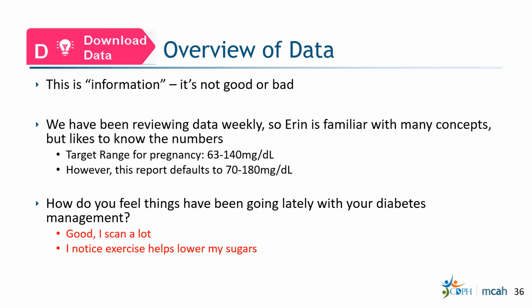All right, so let's apply the data tool to this case. So for starting off, D, we're getting that information, expressing it is not good or bad, it is just data. And we've been reviewing the data weekly with Erin, so she is familiar with many of the concepts. So I don't need to necessarily go through in depth what all of them mean, but it is good to remind her that the target range is 63 to 140. This report defaulted to 70 to 180, and I'd just explain that difference. And then asking her, how have things been going lately with her diabetes management? And she says, good, I scan a lot, which we see she does. And she said she notices exercise really helps her lower her blood sugars.